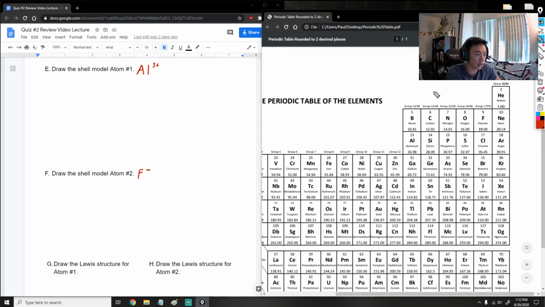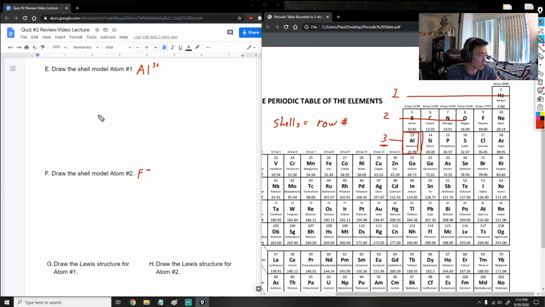Okay, so if you look at the number of shells that Al is going to have, we're looking at Al right now. How many shells does it have? The number of shells is equal to the row number. If you notice, there's row number 1, row number 2, and then row number 3. Al is on the 3rd row, so that means it's going to have 3 shells. So regular Al is going to have 3 shells.